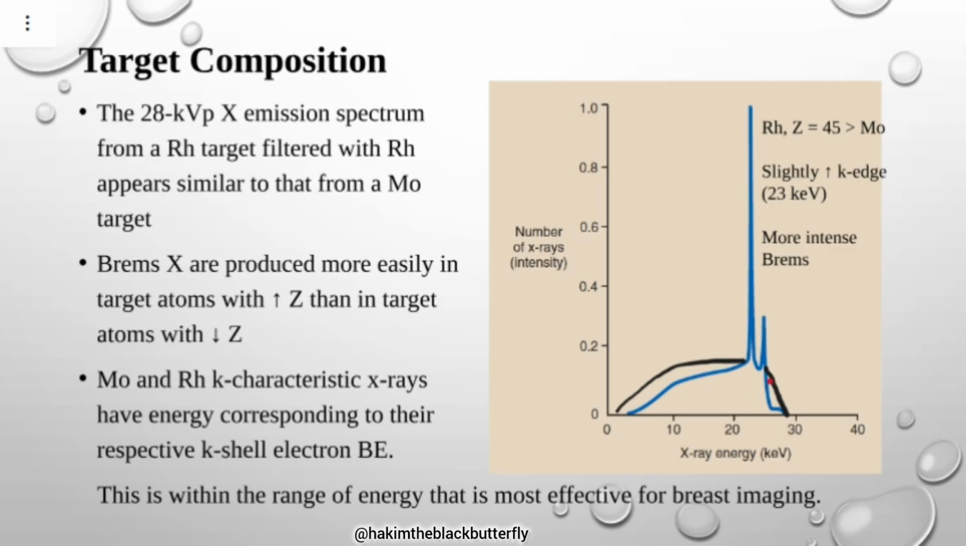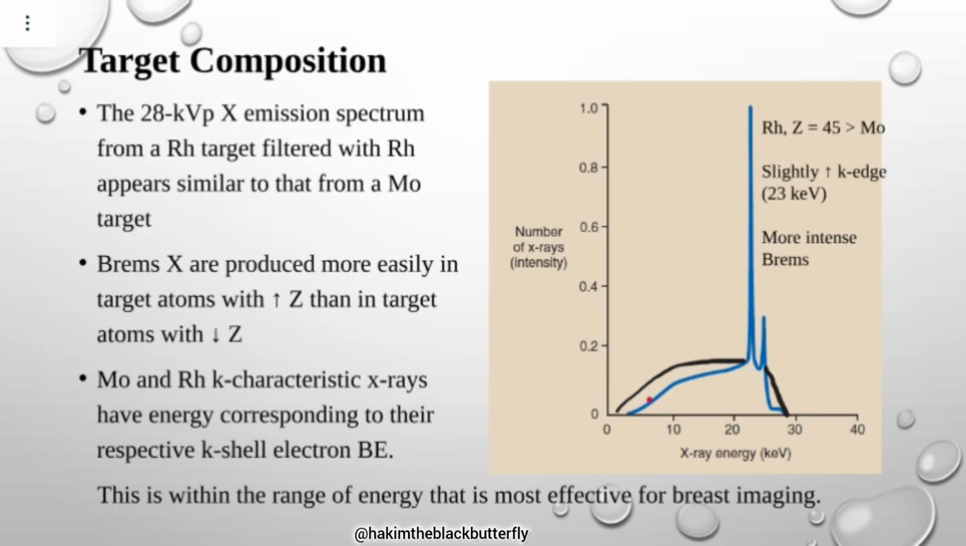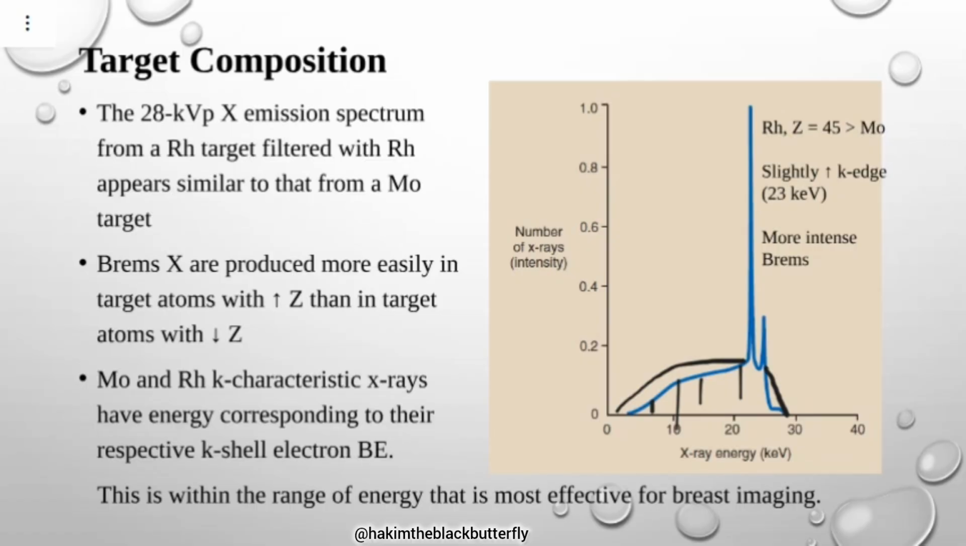So Bremsstrahlung X-rays are produced more easily in target atoms with high atomic number than target atoms with low atomic number. Do you realize that with rhodium and molybdenum, rhodium produces more Bremsstrahlung than molybdenum? These are all Bremsstrahlung X-rays for rhodium, but look at the Bremsstrahlung for molybdenum. They are very few. Why? Because rhodium has a higher atomic number than molybdenum. The higher the atomic number, the more Bremsstrahlung X-rays are produced.